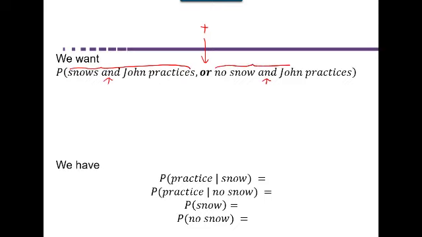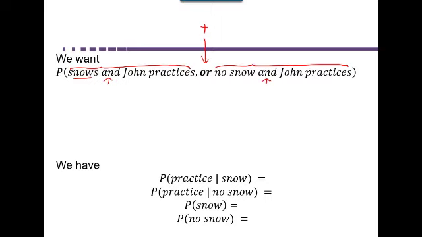But the and means multiply. And we have two of those. So we're going to use multiplication to find the probability that it snows and John practices. And we're going to use multiplication to find the probability of no snow and John practicing. But then we're going to add together the two probabilities to get the total probability.